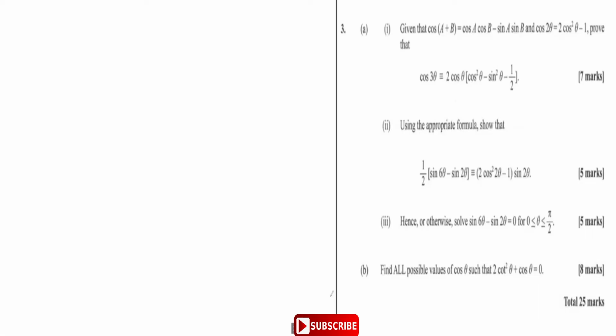And it says, given that the cosine of A plus B is cos A cos B minus sine A sine B, and the cos of 2 theta is 2 cos square theta minus 1, show that cos 3 theta is that formula right there. Now remember, when it gives you something, that's typically what you're going to use. All right? So they're giving you hints. So first we're going to start with the cos of 3 theta.